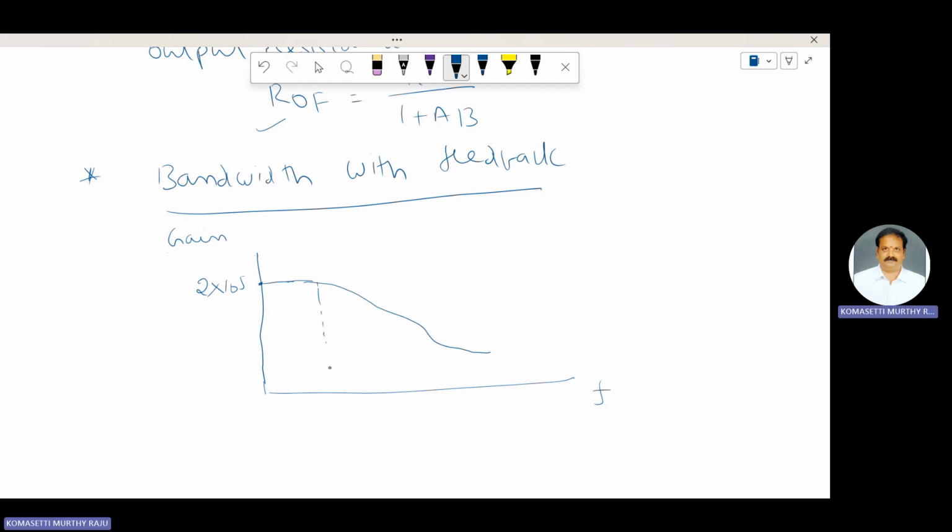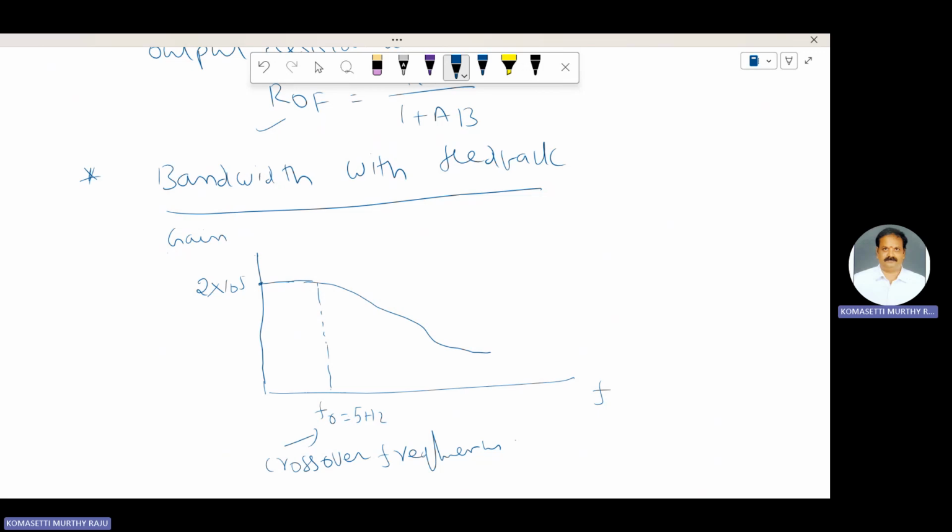This is called F0, which is 5 Hz. For high gain, the bandwidth of the op-amp is very low, that is 5 Hz. This is called the crossover frequency. Therefore, this frequency is not considered.